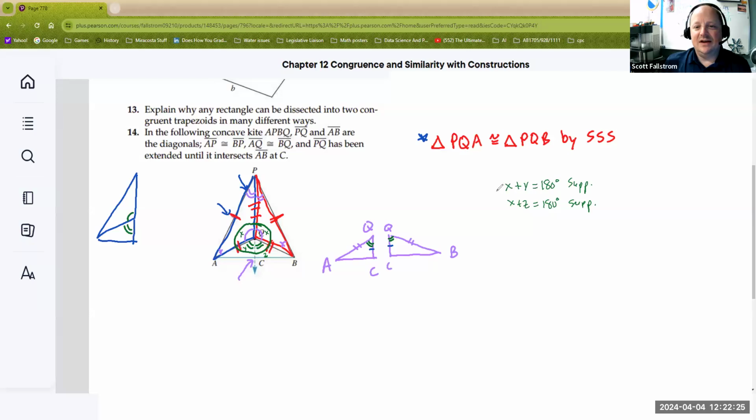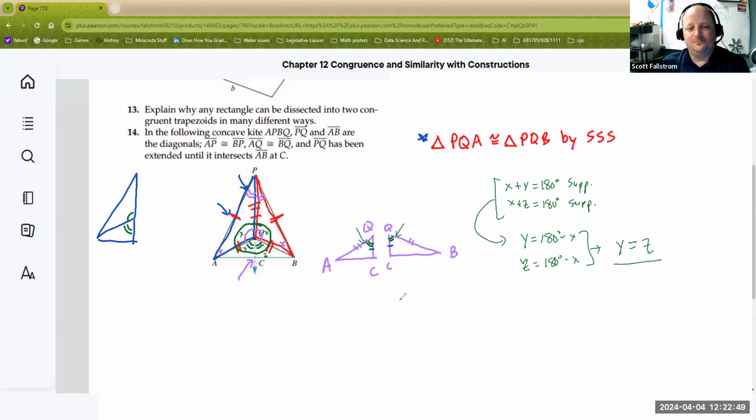And then if you just subtract x off of each side, this becomes y is equal to 180 degrees minus x, and z is equal to 180 degrees minus x. And this becomes then the transitive property. If y is equal to 180 minus x and 180 minus x is equal to z, then y is equal to z. And that's why the two angles are marked here. So now you'd have side angle side. And once you have side angle side, you can conclude that this piece is congruent here.